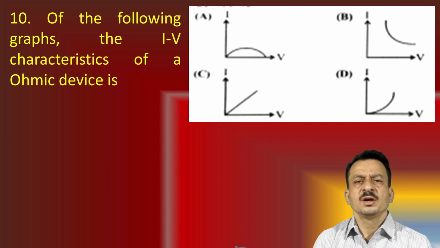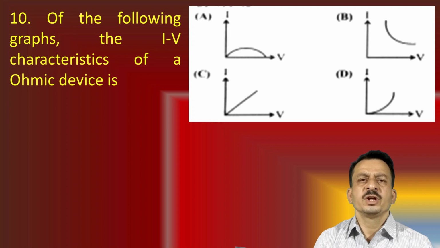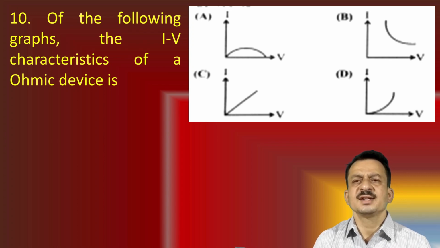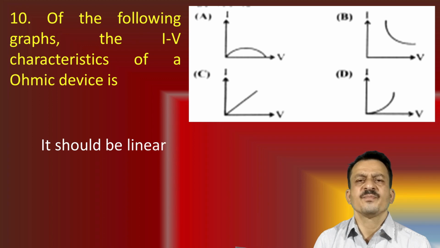We know that according to the statement of Ohm's law, current and voltage are directly proportional, and the IV graph for this ohmic device should be a linear graph. With that knowledge, we can choose the answer. C is the right answer. The graph should be linear, and hence C is the right answer.